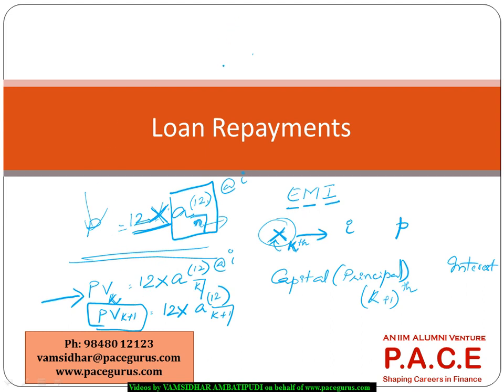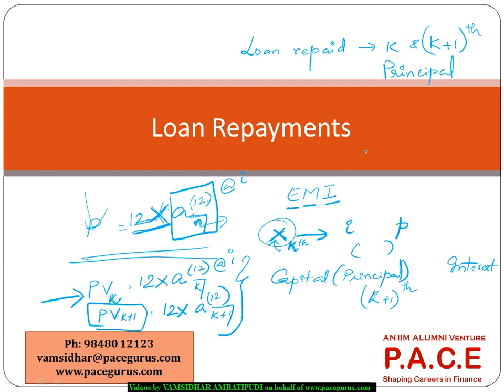So, the difference between the two is the loan repaid between K and K plus 1th year. The loan repaid is nothing but the principal repayment part. So, the difference between these two is nothing but the principal portion that is repaid during that particular year. But the overall payment that is being done is 12X, X every month and 12 times for the year. So 12X is the total amount paid, but this difference is the principal that has been repaid. The difference will give me the interest paid during this K plus 1th year.